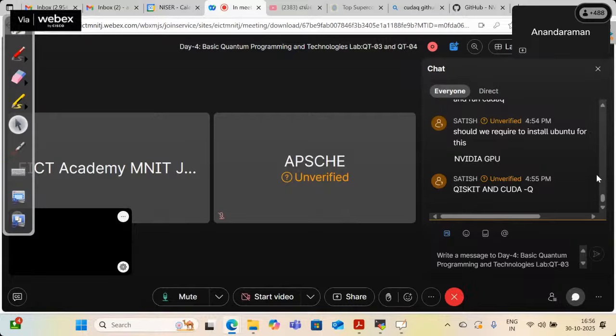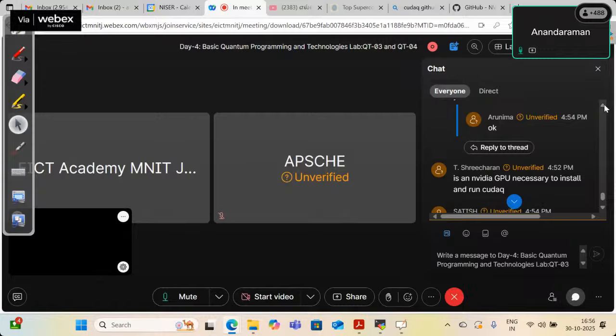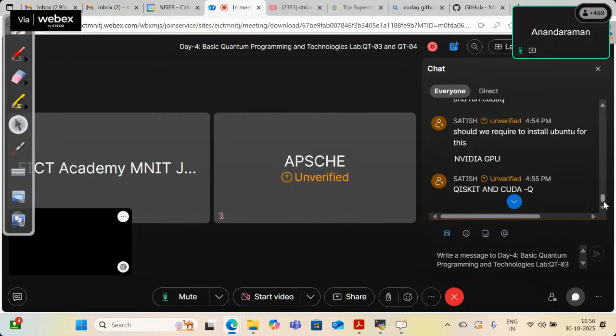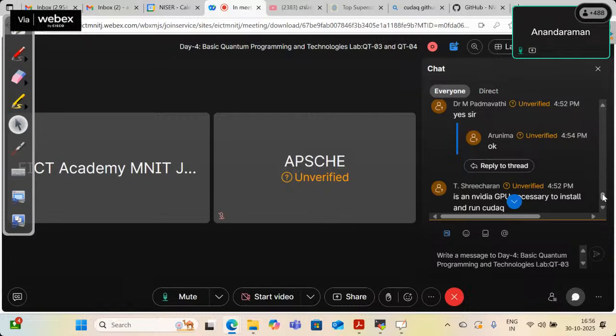Many things you can do with Colab also, but sometimes they don't give GPU access in Colab. If you are a paid customer, then they give it. Better to go with Linux, Ubuntu or anything Linux, because most things like CUDA-Q won't work on Windows. Better to go with Linux.